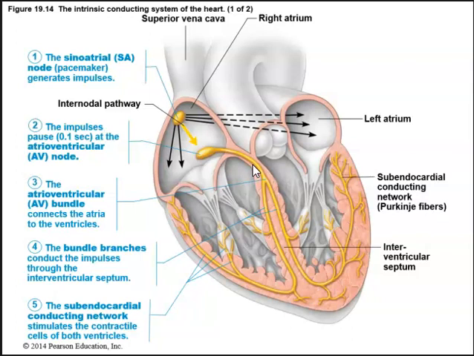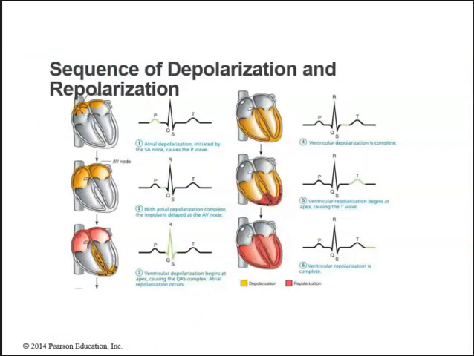Now, when we talk about words such as depolarization and repolarization, depolarization is what occurs when you have contraction of the chambers, and repolarization, think of relaxation of the chambers. So first, we will have depolarization occurring in the atria. That electrical impulse is generated in the SA node, causing atrial depolarization or atrial contraction, which will push blood into the ventricles. So the atrial depolarization initiated by the SA node is represented by the P wave.